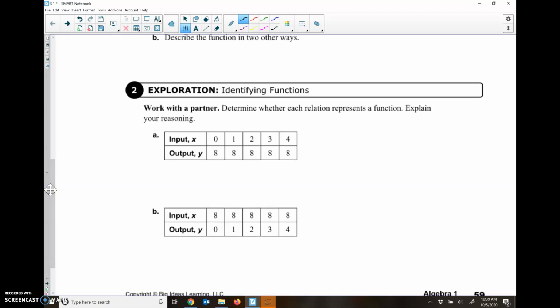Here we're going to be looking at an input-output table. Determine whether the relationship is a function and explain your reasoning. A function is pretty much when x's can't repeat. And that's the only rule. We'll talk about that as we go on.